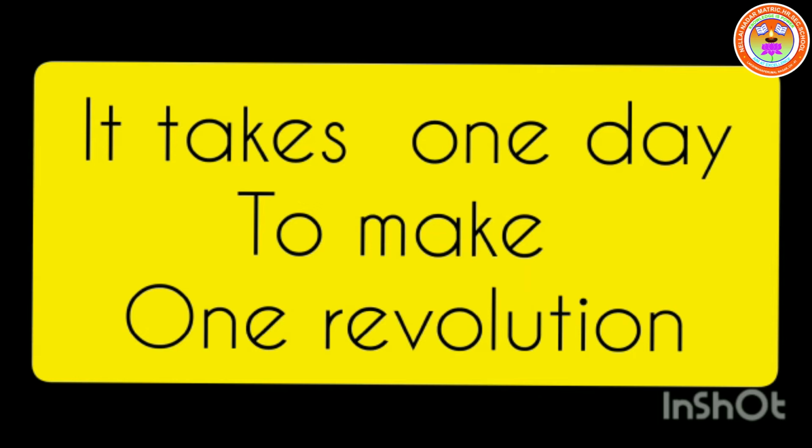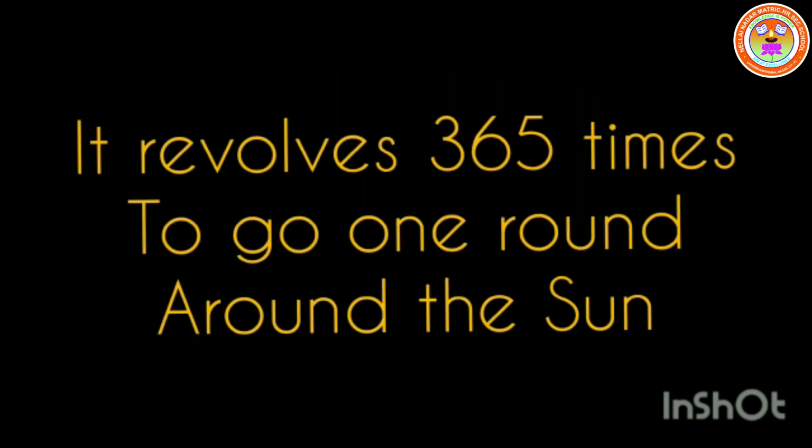The earth takes one day to make one rotation. It revolves 365 times to go one round around the sun.